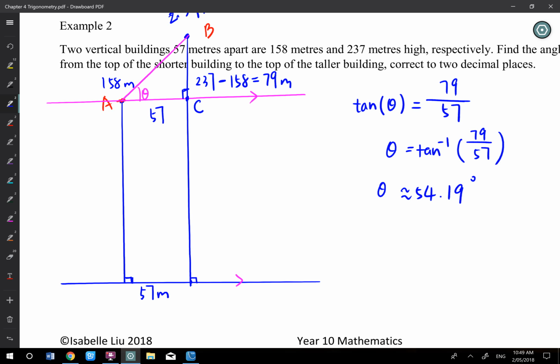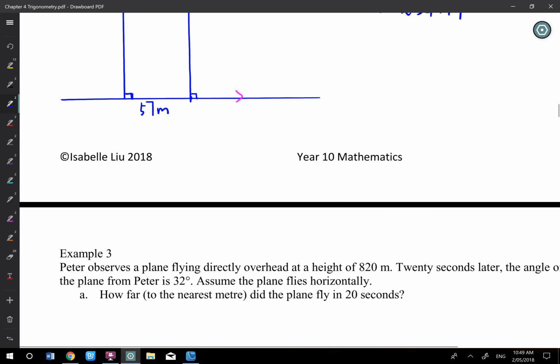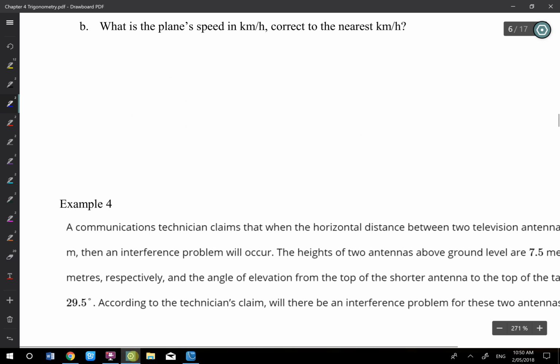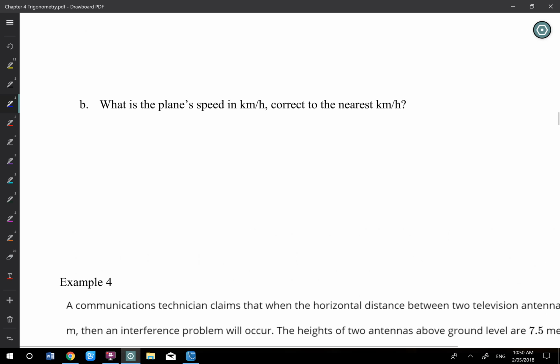Okay, that's one example of how trig ratios can be used in angles of elevation and depression. All we need to do is set up right angle triangles. If you can't see any, we need to create one. So we create A, B, C, and then set up the ratios. All right with this one? Okay, let's move on to the next one.